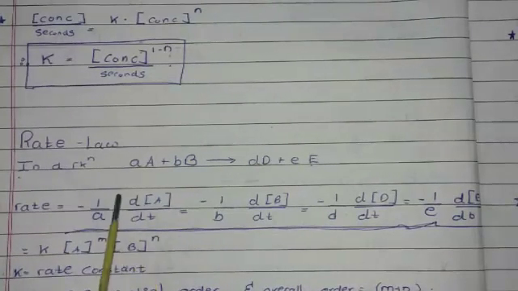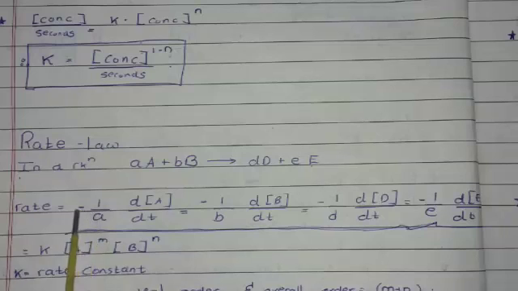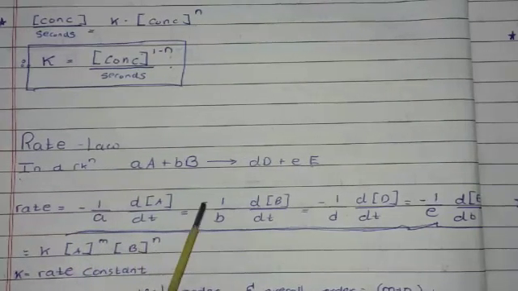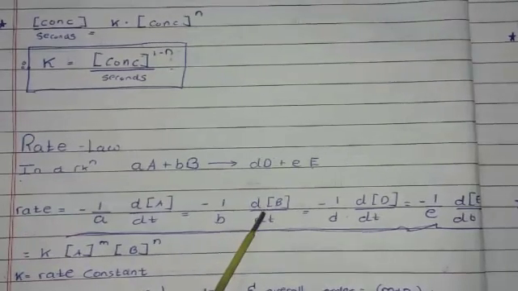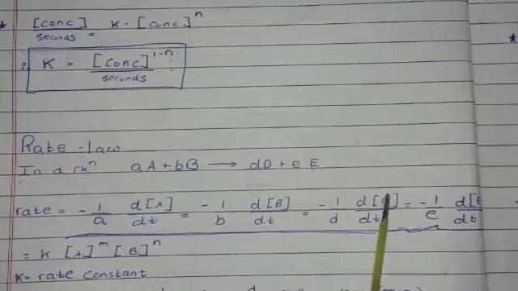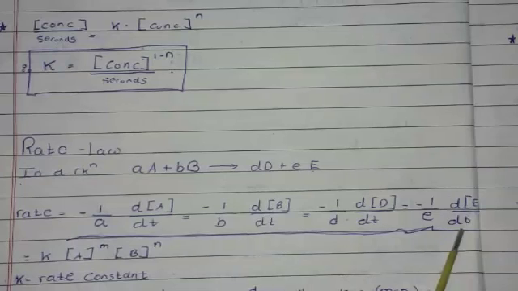Rate is minus 1 upon n times the number of moles, that is, minus 1 upon a dA upon dt equals minus 1 upon b dB upon dt equals minus 1 upon d dD upon dt equals minus 1 upon e dE upon dt.